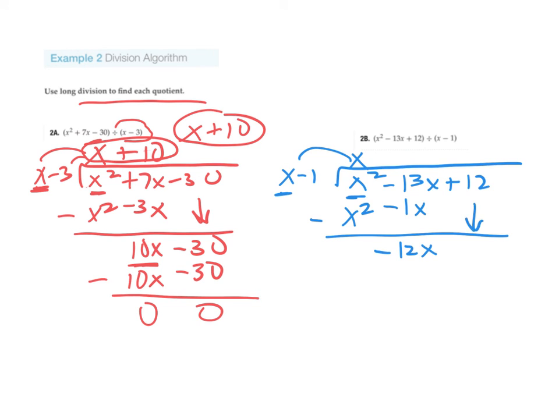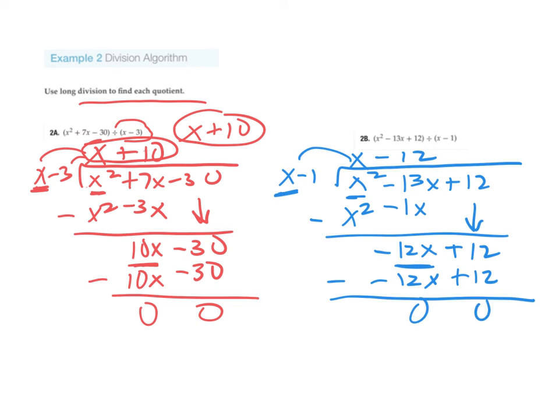And then I bring down my next number. I do the same process. What's missing from the x to a negative 12x? The only thing missing is a minus 12. So I multiply minus 12 times x, I get minus 12x. And minus 12 times minus 1 is a positive 12. And when I subtract those, notice I write the subtraction sign. These go to 0 and 0. And so my answer is x minus 12. x minus 12.